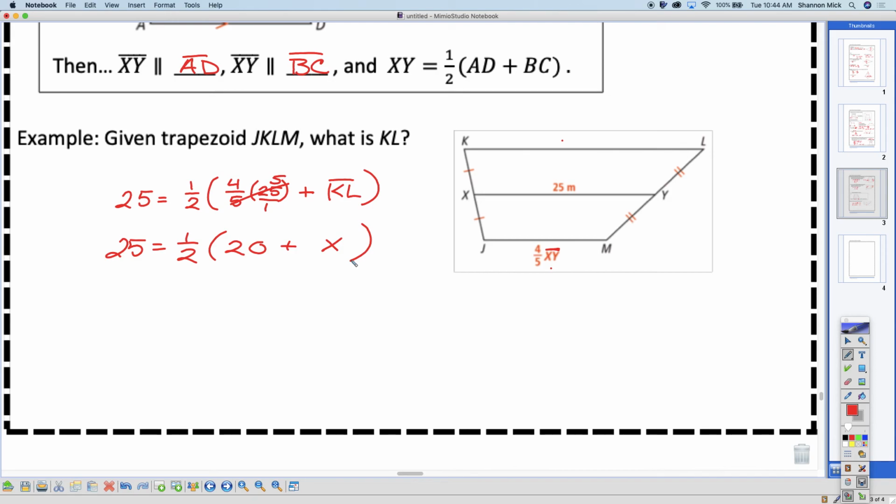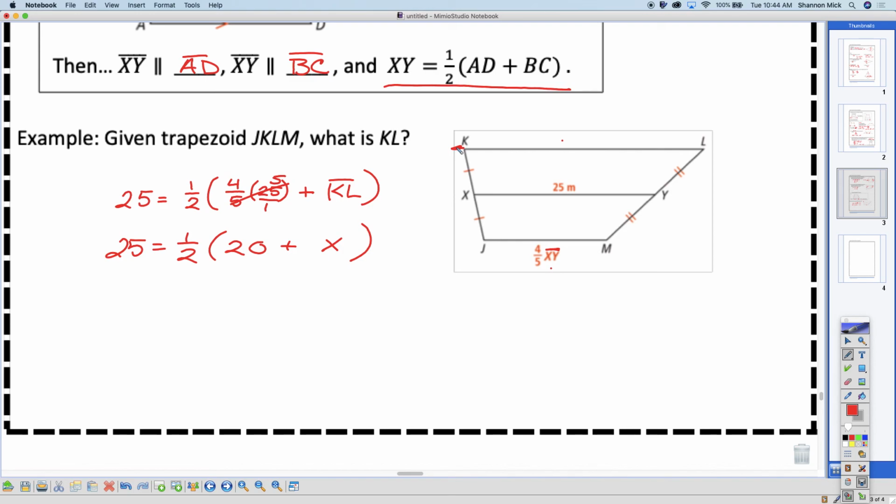We're solving for X. We're using this formula to solve for this side, right here. So it's the middle, 25 equals 1/2 the base plus the top. And the base is 4/5 XY, and XY is 25.